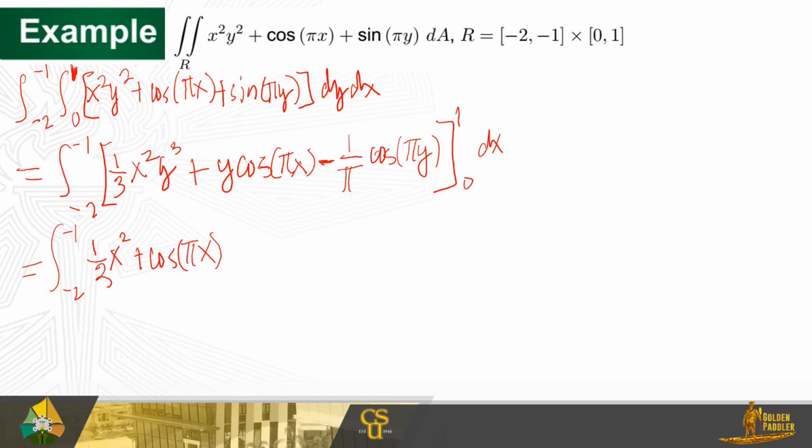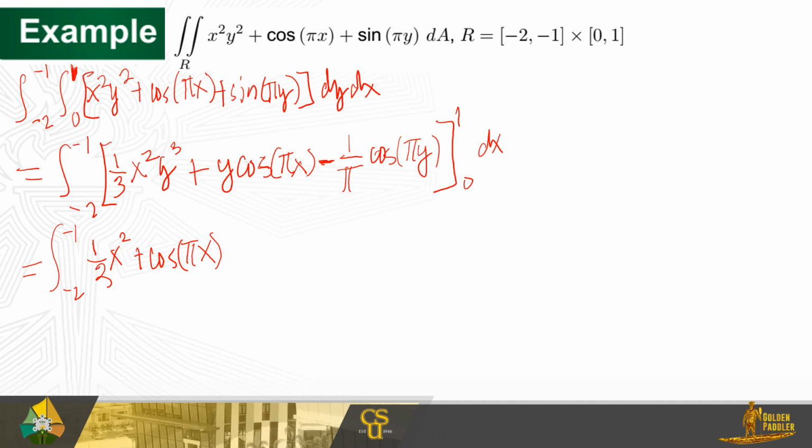Okay? Then, since y is just 1, it becomes cosine of pi. So, what is the cosine of pi? It is negative 1, no? So your calculator should be set to radian, okay? Because radian is what is given to us.